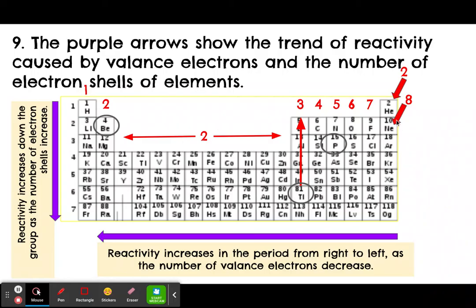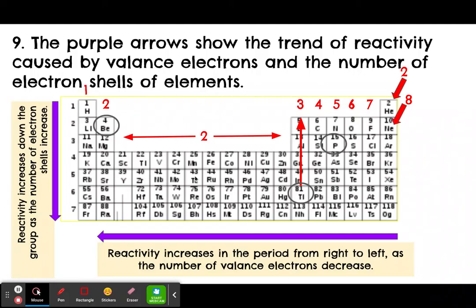Anywhere on this periodic table, whether you're in the first period or the last period, when you go from right to left, reactivity increases in the period as the number of valence electrons decrease. So these guys over here have more. They've got 8, 7, 6 valence electrons. These guys only have 1 or 2, so they're more reactive over here.